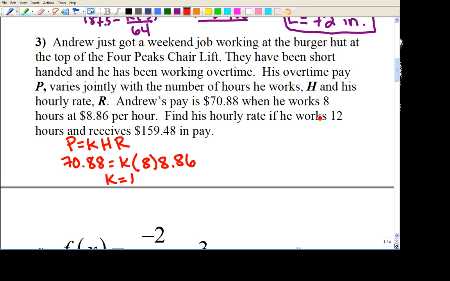So then find his hourly rate if he works 12 hours and receives $159.48. So we have 159.48 equals 1, which is our K value now. Then we have times H, which is 12 hours, and then times his rate R, and that's what we're solving for. So we need to take each side and divide it by 12. So we'll get 159.48 divided by 12, and we get 13.29.